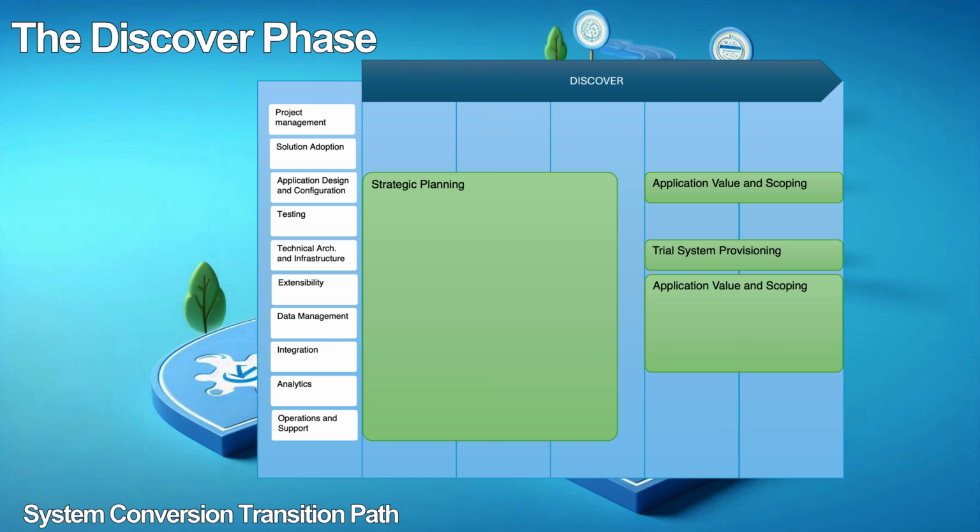The discover phase. The objective of this phase is for the customer to understand the business functionality of SAP S/4HANA and the benefits that the customer can reap by using this enterprise resource planning (ERP) system. The deliverables of the discover phase include strategic planning, application value and scoping, trial system provisioning.